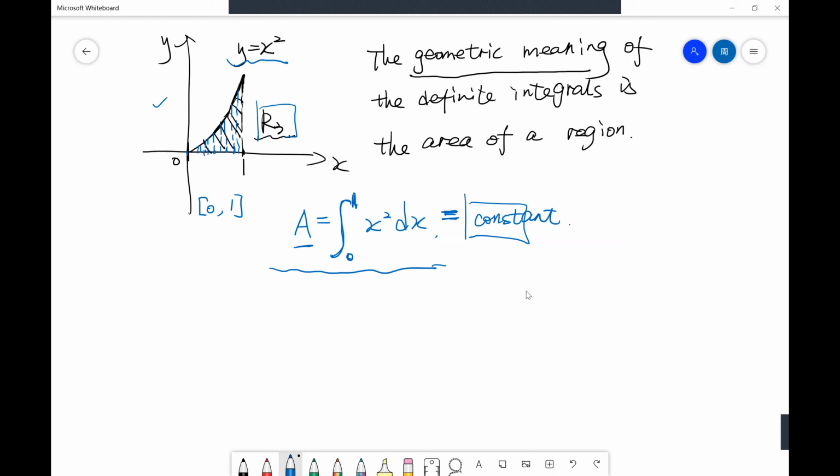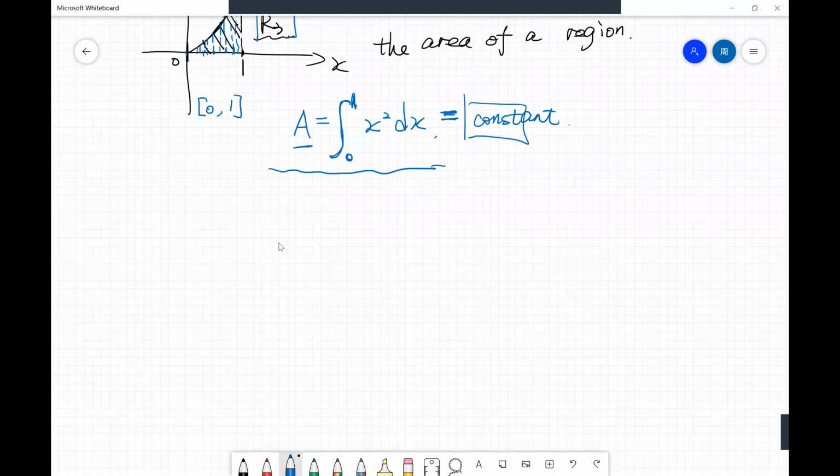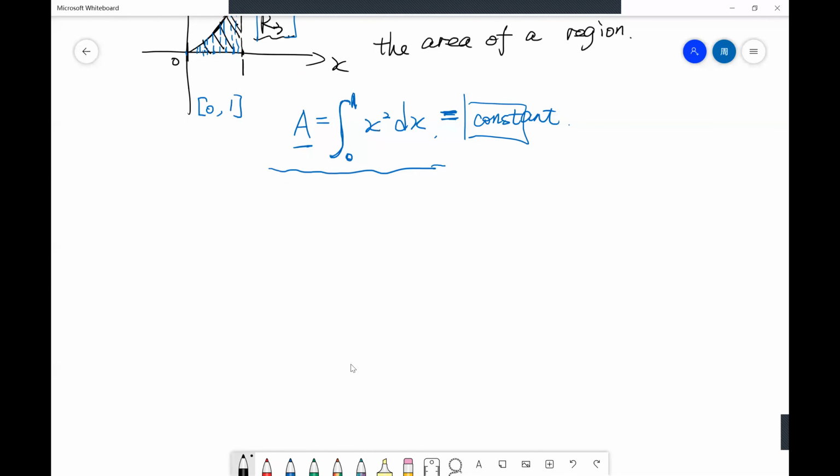And that is the area. Okay, so now we have the definite integral. The general expression we usually write as from a to b, the integrand, that is f(x), and then dx. Here a, we call it the lower limit. b, we call it the upper limit.